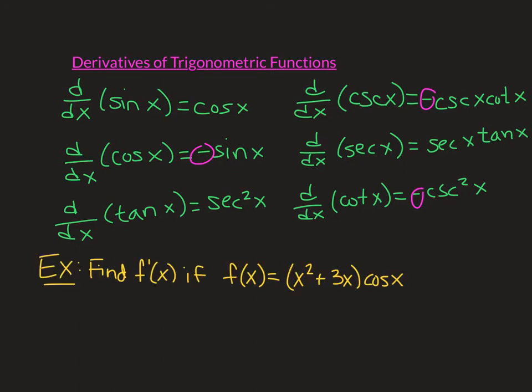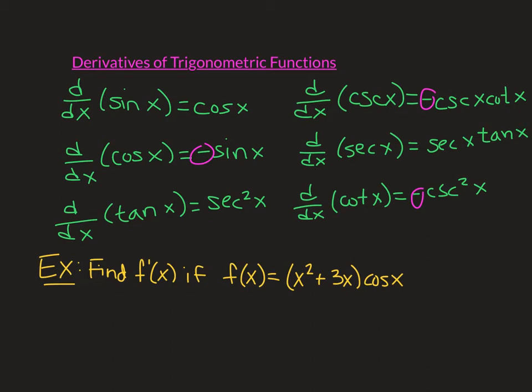We are going to find f prime of x if f of x is equal to the quantity x squared plus 3x times cosine of x. There's 2 ways that you can do this problem. Both of them involve the product rule. It's just more of a personal preference.